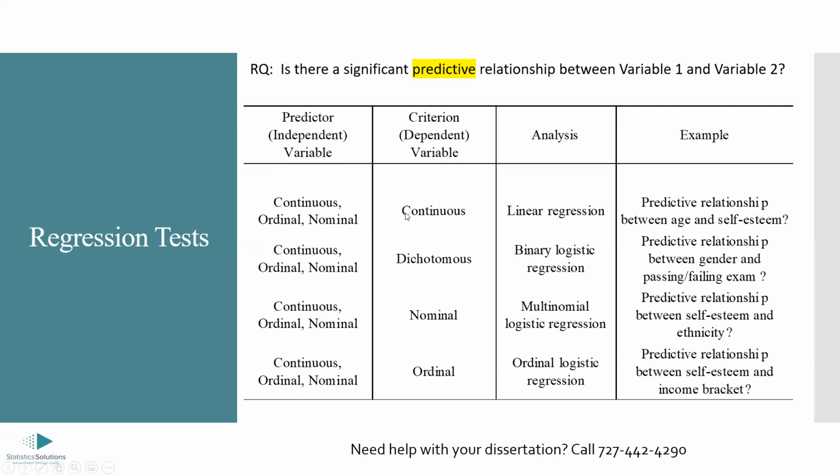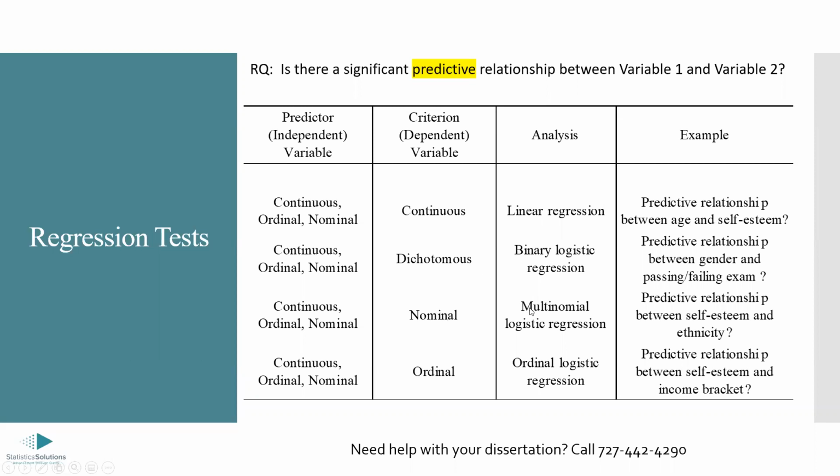And if you have a continuous outcome, you use what's called a linear regression. So as we discussed, self-esteem is a continuous variable because it's being developed by a composite score. If you have a dichotomous outcome, such as passing and failing of an exam, then you want to use a binary logistic regression, binary meaning two outcomes.